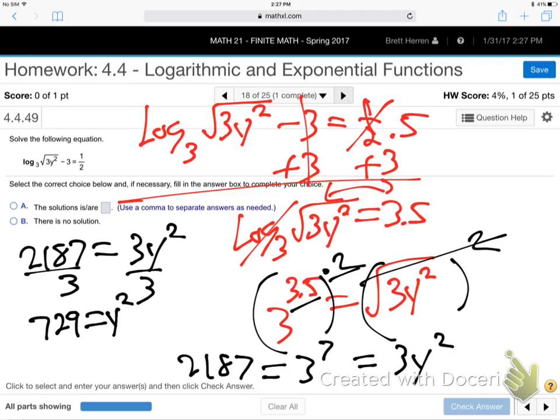And then root it. Right? And I'm getting on my calculator 27. Whew. Did you guys get that? 27.